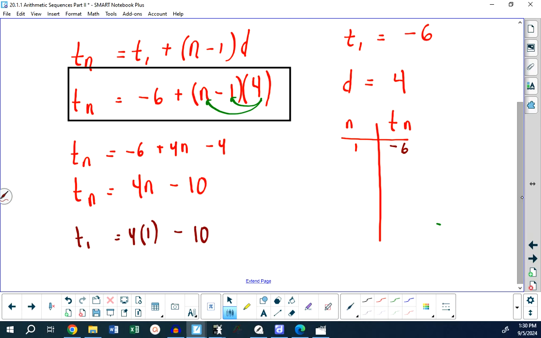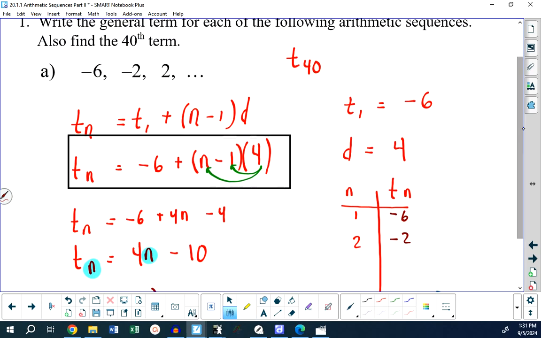What if I did that with 2? I mean, for goodness sake, we're not going to do this all the time. I'm demonstrating to you that the result is correct. If I do that for 2, then here and here I put a 2 because n is 2. So what do I get? I get T sub 2 equals 4 times 2 minus 10. 4 times 2 is 8. 8 minus 10 is -2. Yeah, the second term is -2. You can try it with 3, etc.